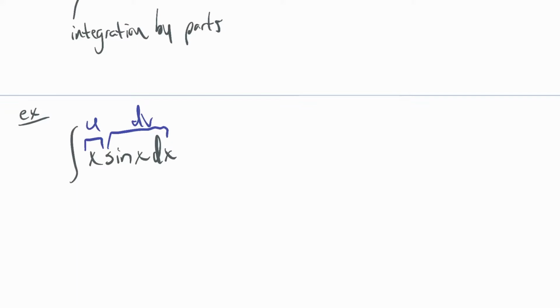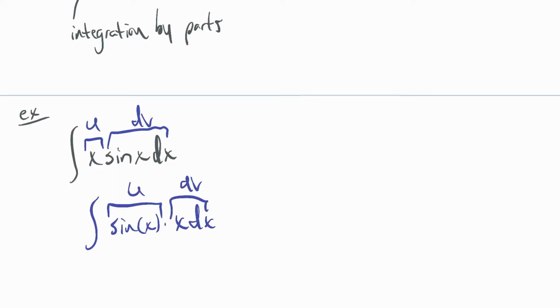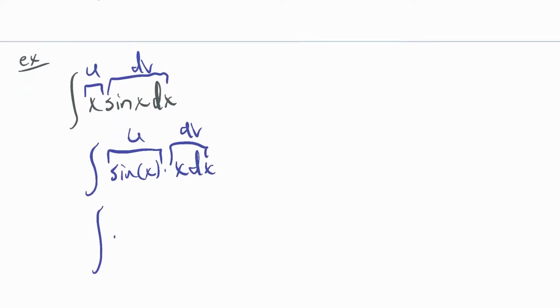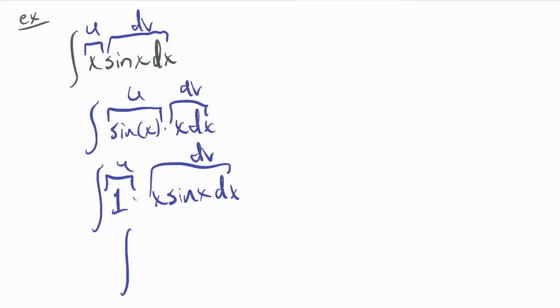If I wanted to, this is optional, I could rewrite this as sine of x times x dx, and call this u and call this dv. In this case, that's not going to work. And in fact, I could even rewrite this as 1 times x sine of x dx, and call this u and call this dv. Or I can say, let me rewrite this as x sine x times dx, call this u and call this dv, right?